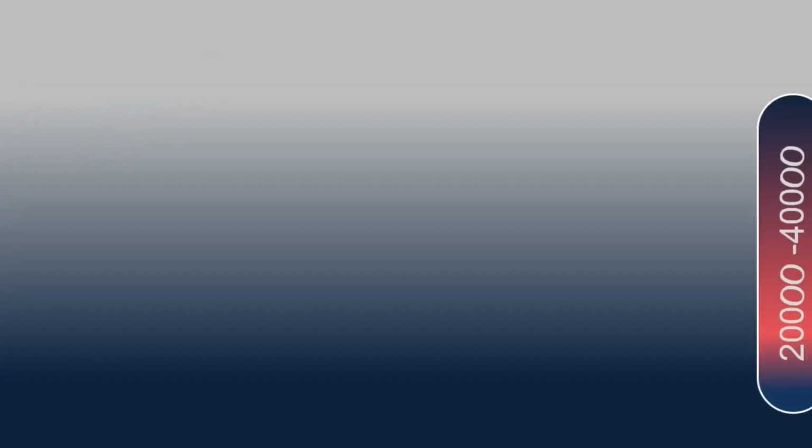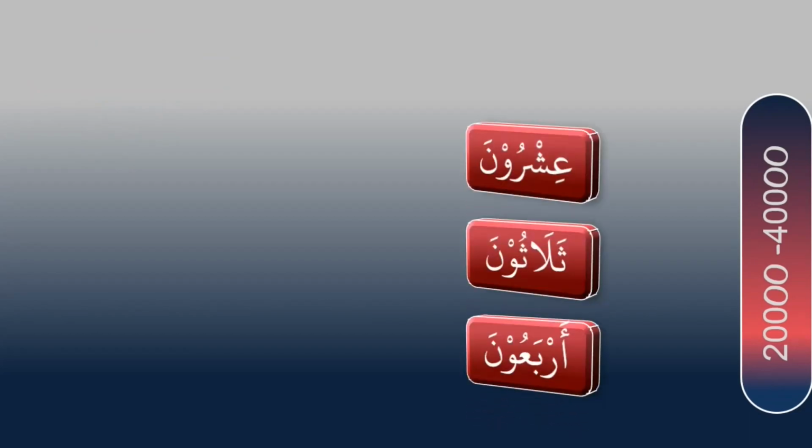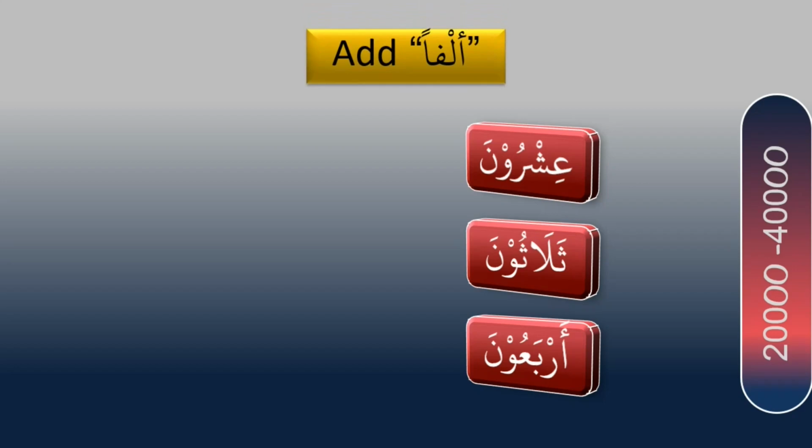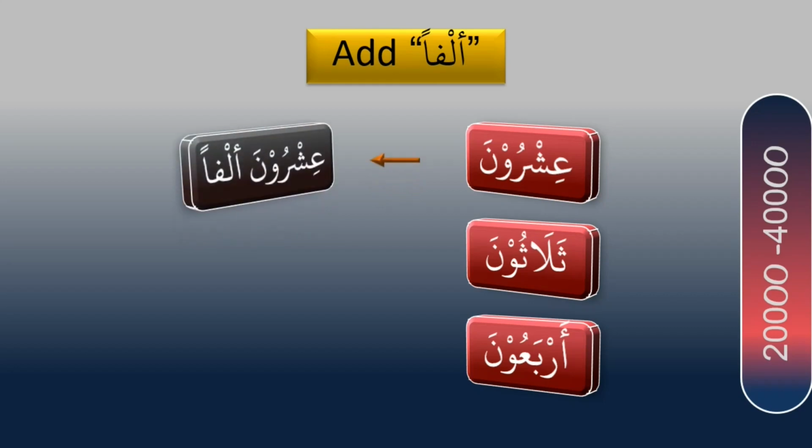So let's create numbers from 20,000 till 40,000. So first we are going to take Ishrun, Thalathun and Arba'un. These are teen numbers in Arabic. So Ishrun is 20, Thalathun is 30 and Arba'un is 40. So from these numbers we are going to create thousands. So what we are going to do? We are going to add alfan at the end of these numbers. So if I add alfan at the end of Ishrun, it will become Ishruna alfan. So Ishrun is 20 and Ishruna alfan is 20,000.